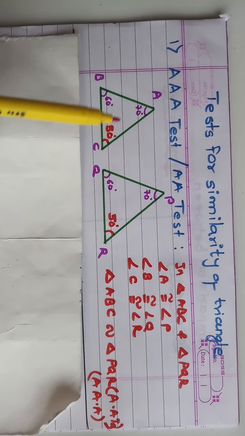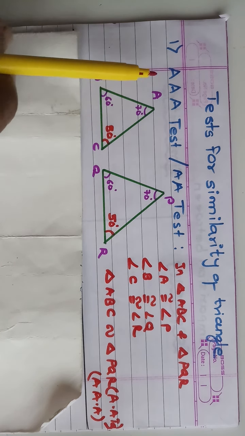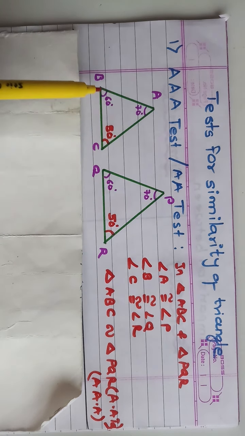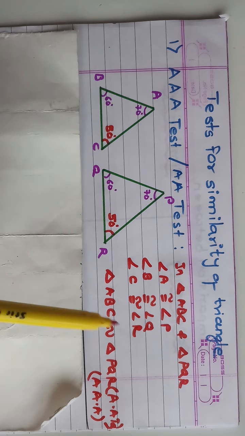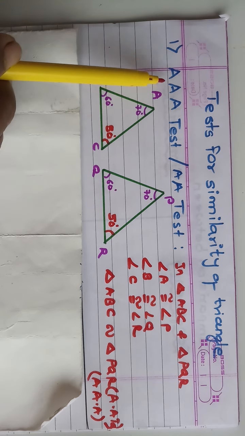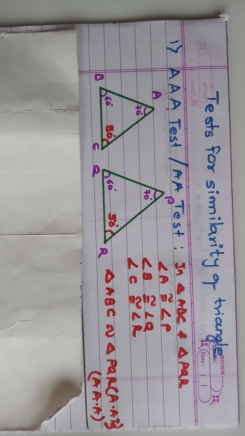So in two triangles, if all the corresponding angles are congruent, then these two triangles are said to be similar triangles, either by the AA test if we just consider two corresponding angles, or, if we consider all three corresponding angles, the AAA test. Both are the same. If we use just the AA test, that is also okay.